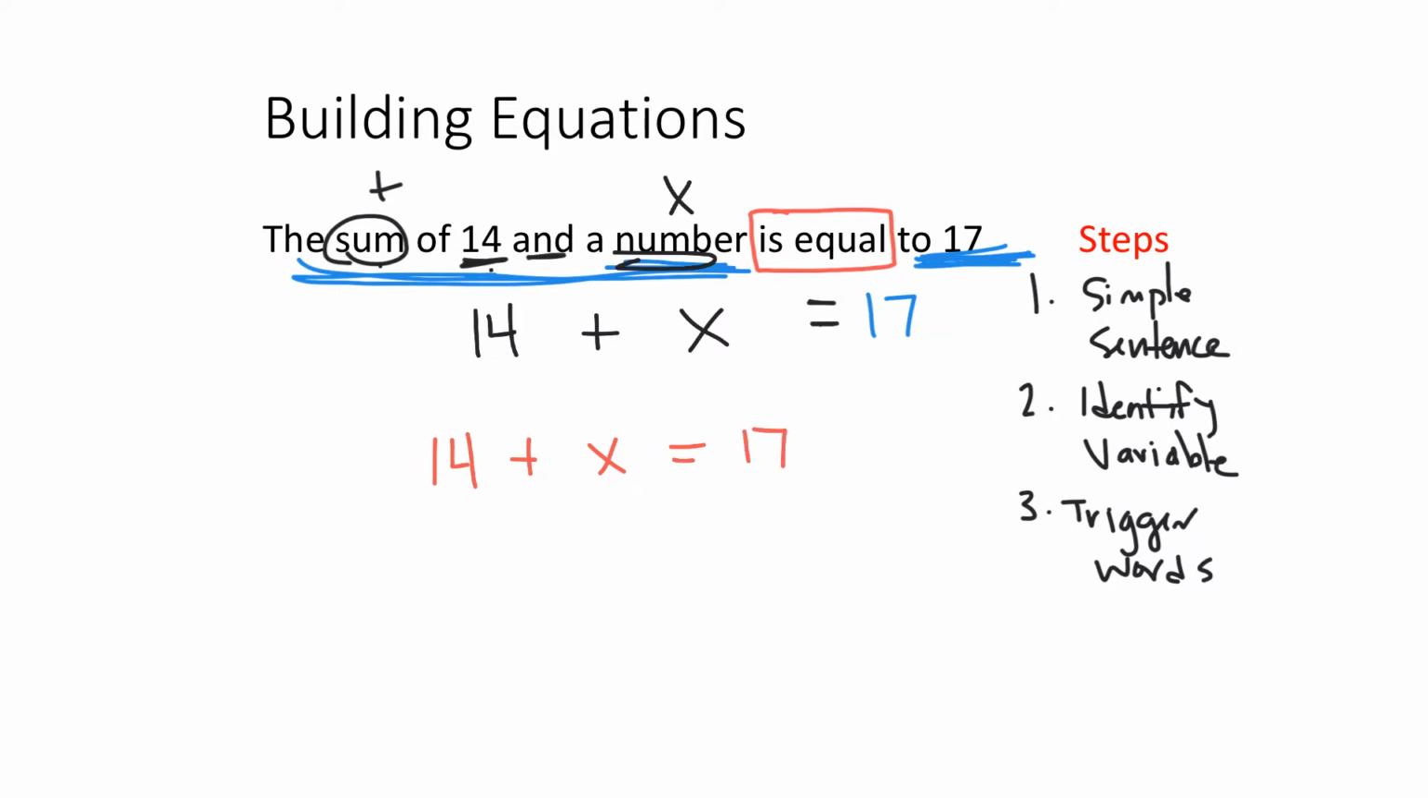We identify those trigger words, and we identify what's missing and what's constant. Now, in a similar fashion to what we've been doing this entire time, we can solve these equations just like we normally do. Subtract 14 from both sides. 17 minus 14 gives us a positive 3 as an answer. So not only do we build these equations, but we can also take the opportunity to solve them as well.